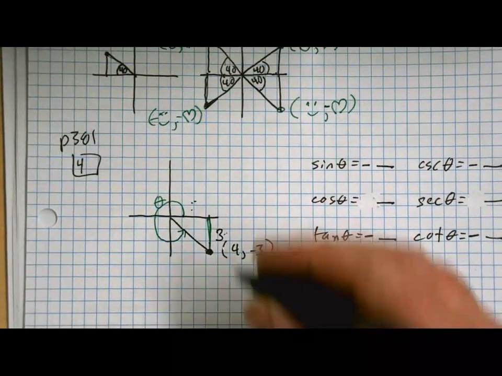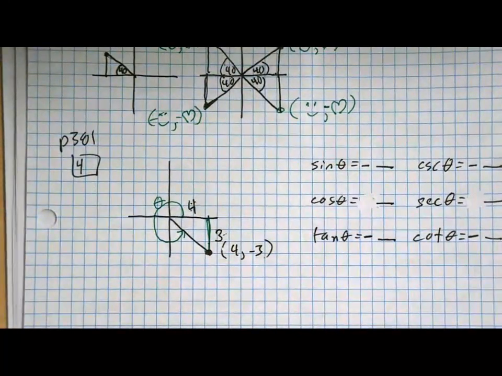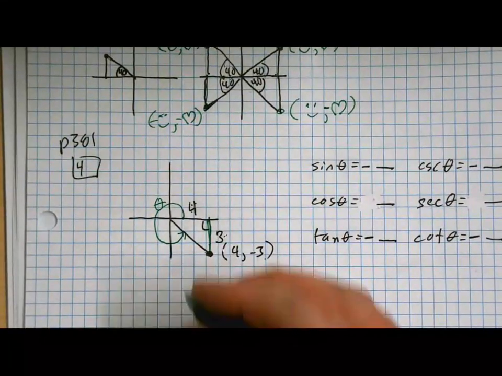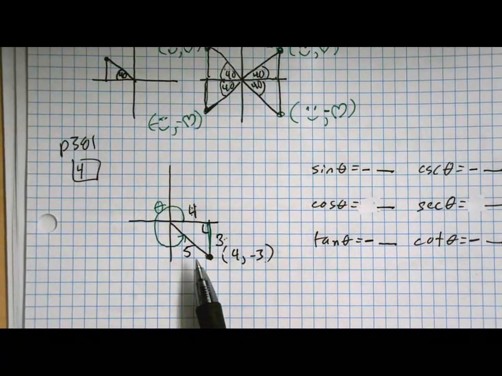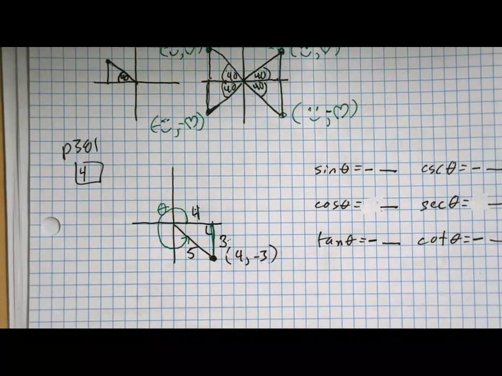Okay? That's 3. Would you agree that this would be 4? And do we recognize the most common special right triangle we got here? 3, 4, 5 triangle. If it wasn't something that we already knew, we would have to do Pythagorean theorem to find this. Okay? Cool. Go ahead and finish it up.